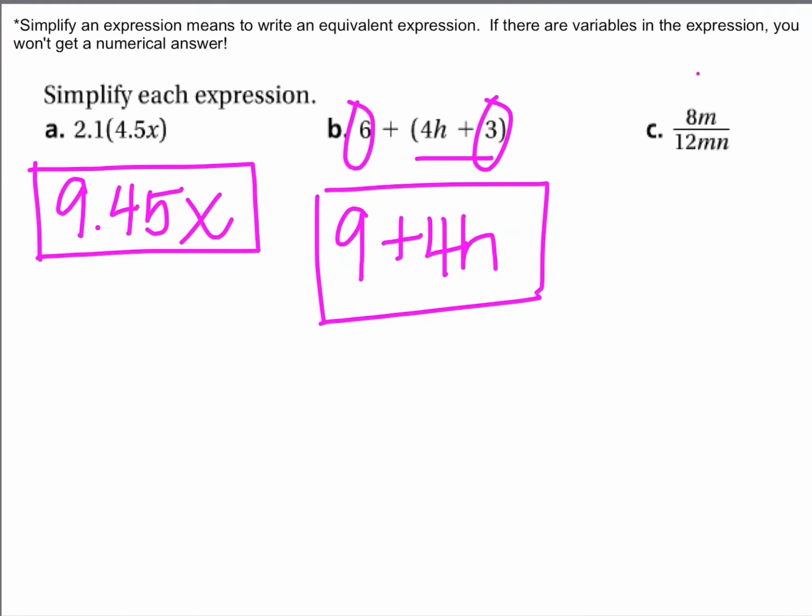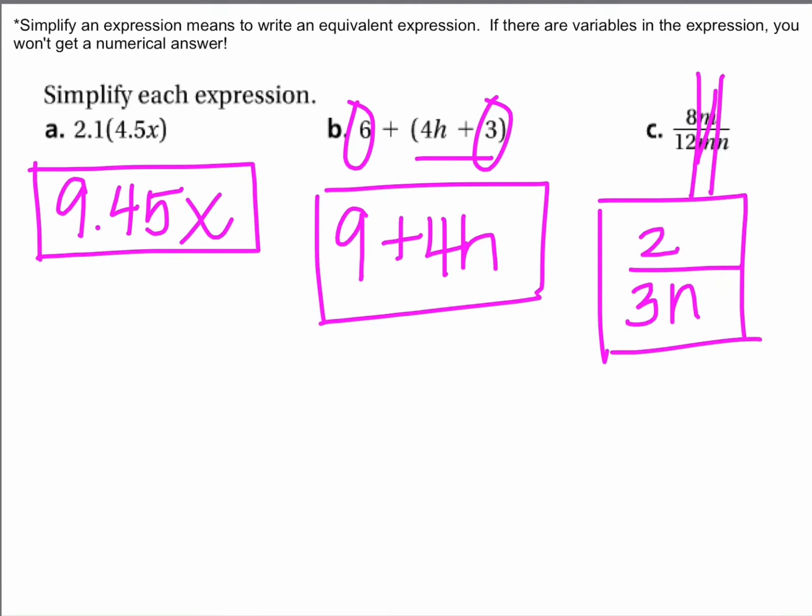On letter C, if you remember from 7th grade, we can separate these into like terms. Okay, the 8 and the 12 can be simplified. If I divide those by 4, I get a 2 on the top and a 3 on the bottom. These two m's cancel each other out, so I won't have any m's in my answer. And then I still have this n on the bottom. And that is as far as I can go.